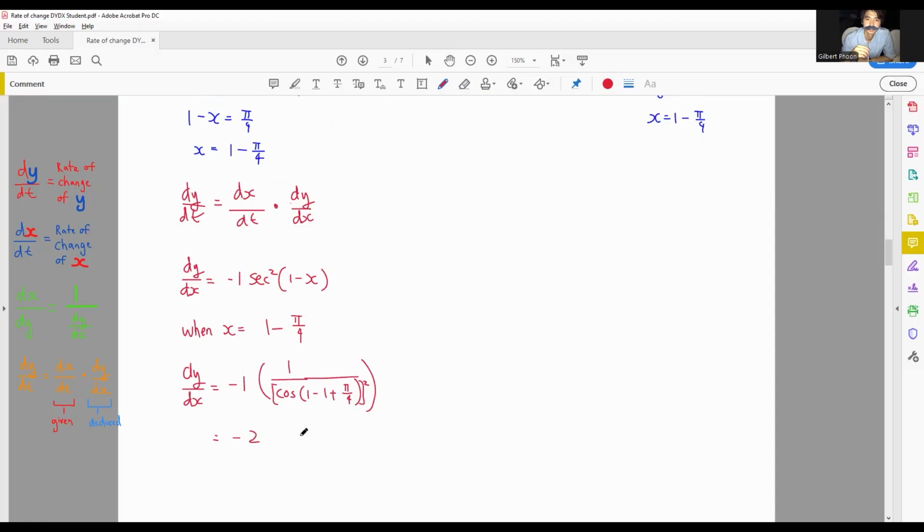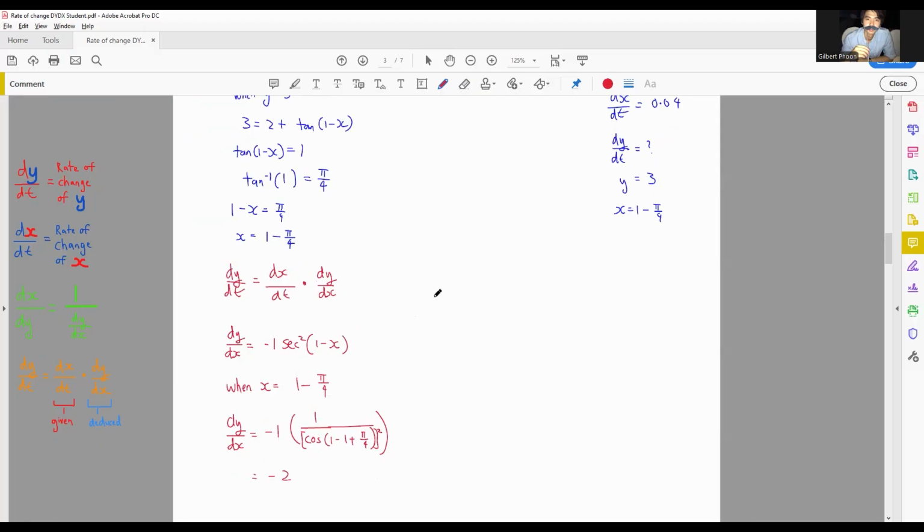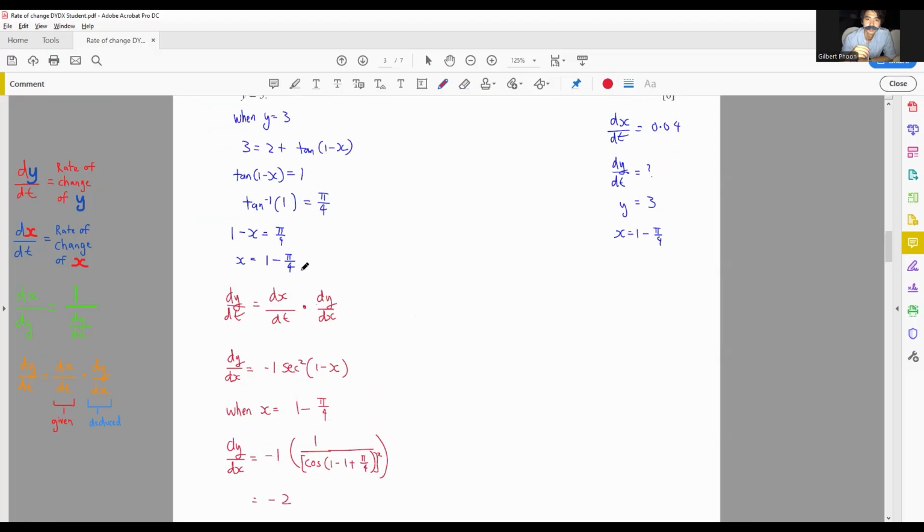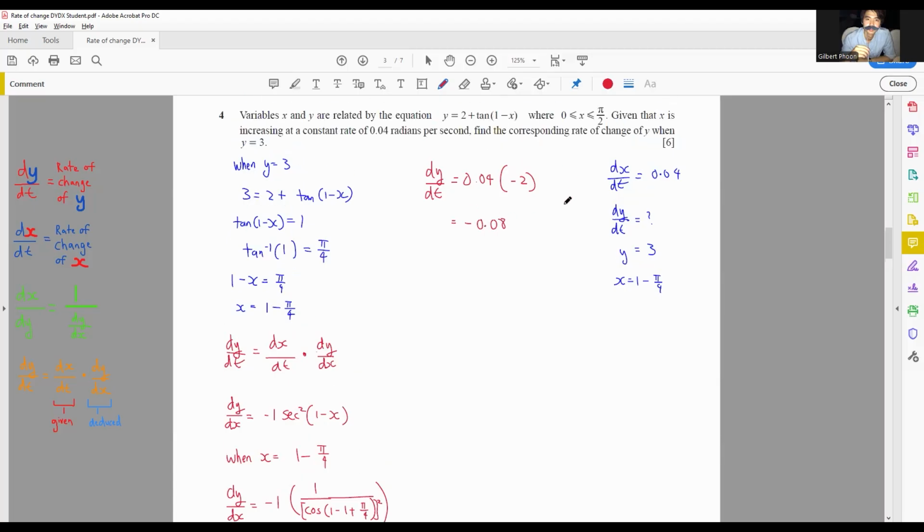Okay. Then from here, we're going to solve the equation now. dy over dt is equal to dx over dt, 0.04, multiplied by negative 2, which is your dy over dx. And finally, this is equal to negative 0.08.